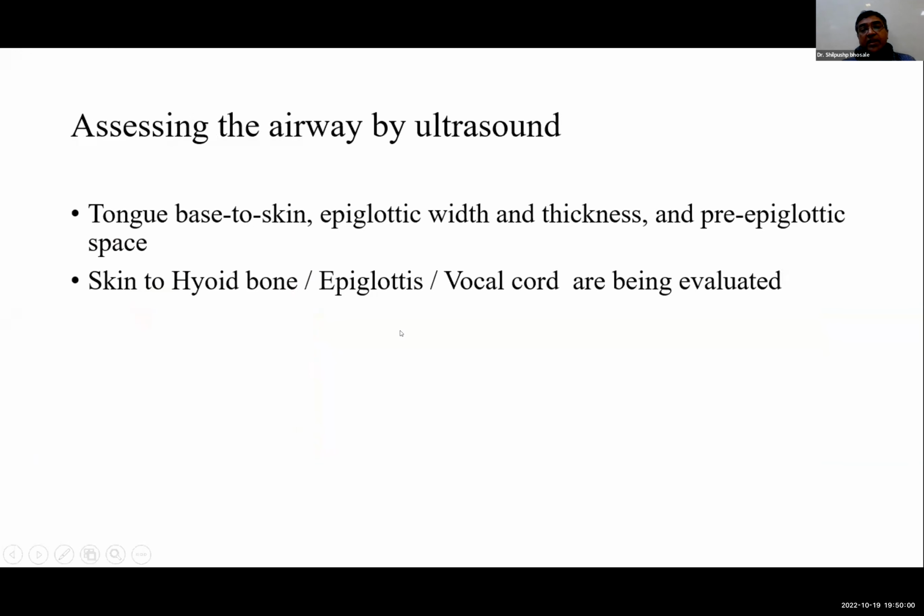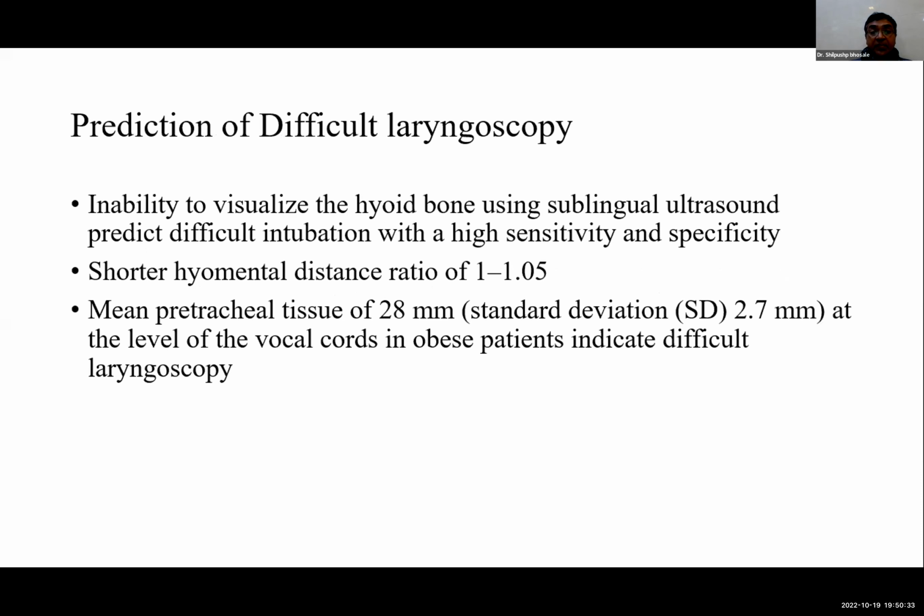Regarding assessment of difficulty of airway, like I said, there are various studies that have looked at the tongue base to skin length, the width and thickness of the epiglottis, the pre-epiglottic space, the skin to hyoid bone distance, and vocal cord movements. All these are being evaluated, but there is no strong signal about those predictors for difficult intubation or difficult ventilation.